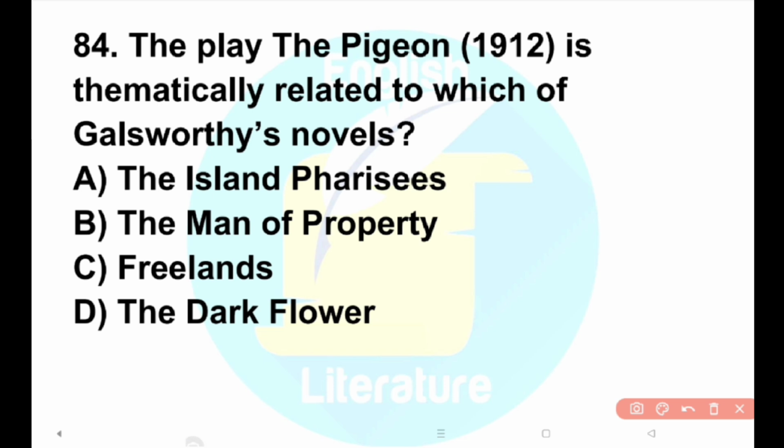Option A, The Island Pharisees, 1912, shares themes of the social critic, compassion, and outsider perspective with The Island Pharisees, 1904, both exploring societal hypocrisy. The Man of Property in 1906 focuses on materialism and family, not the moral and social outsider themes of The Pigeon.